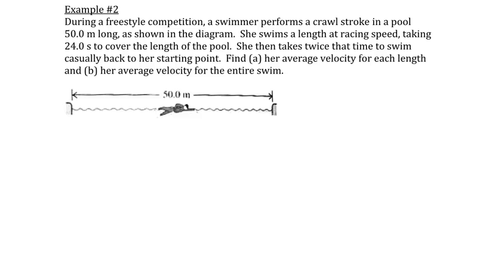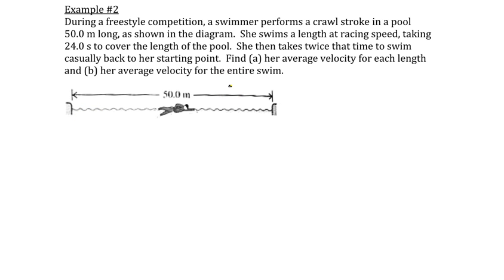Welcome to example 2. During a freestyle competition, a swimmer performs a crawl stroke at a pool 50 meters long, and she swims at racing speed to one end. Then when she comes back, she goes at twice the length of time to come back. We're asked to find the average velocity for the first leg and the second leg back, and then what is the average velocity for the entire swim.